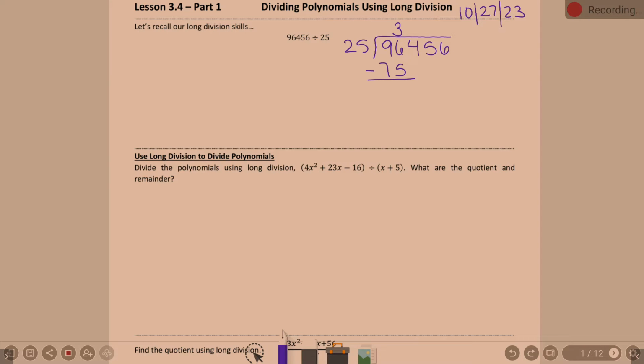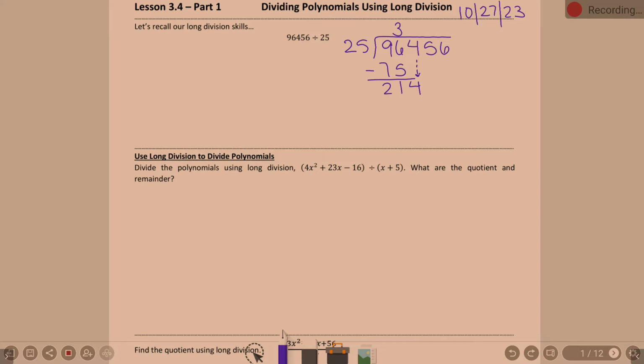And some of you are like, oh, this is basic, I know this. But if you don't remember these skills, long division with polynomials is going to be impossible. So 96 minus 75, 21. Then we carry the next number down, carry the 4 down. How many 25s into 14? I'm going to go with 8. Probably 8. Well, there is 6 of them.